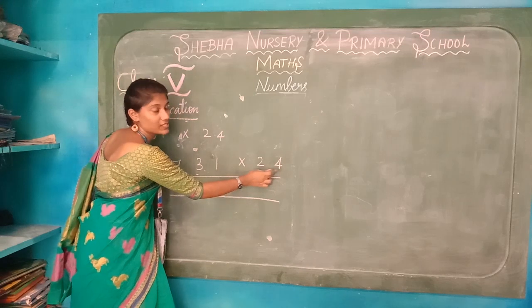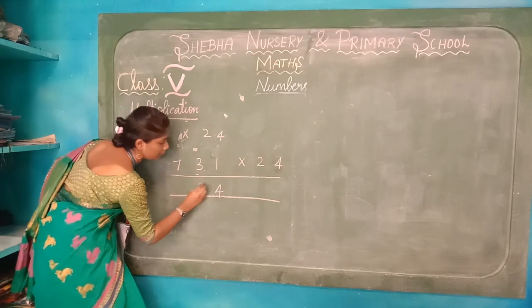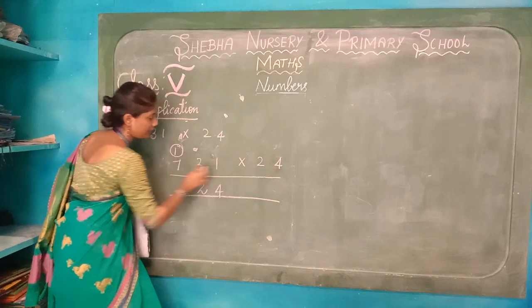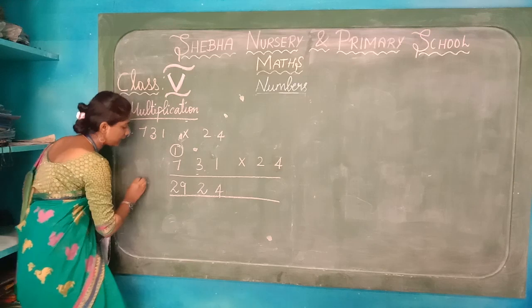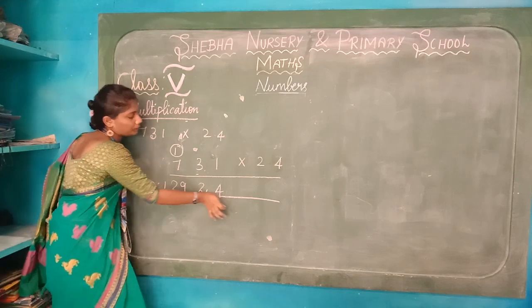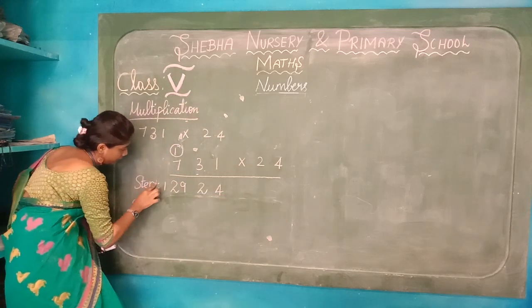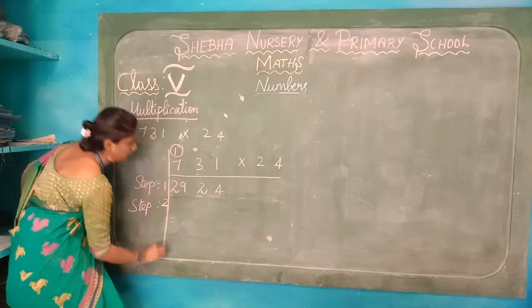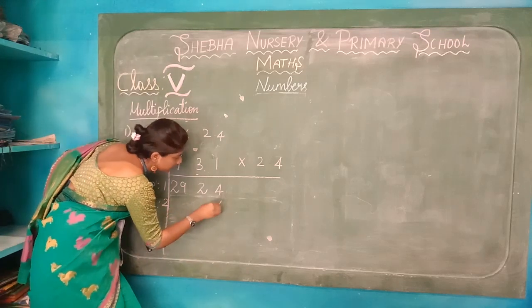So we have to start with 4. 4 ones are 4, 4 threes are 12, 2 will be here and 1 carrying over. 4 sevens are 28, 28 plus 1, 29. Okay children, that is step 1. And then step 2, you have to write the numbers and then put the multiplication symbol.